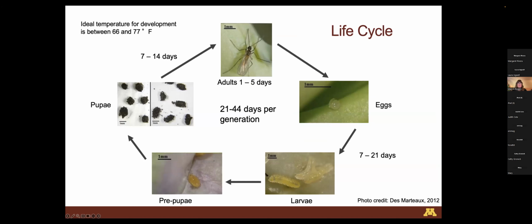All right, so I'm going to walk you through the life cycle. I mentioned that they can develop from egg to adult in as little as 21 days. 21 to 44 days is common at these ideal temperature settings, so between 66 and 77 degrees Fahrenheit. Soil moisture also plays a role in successful pupation, and they can last as pupae in the soil for up to 2 years.